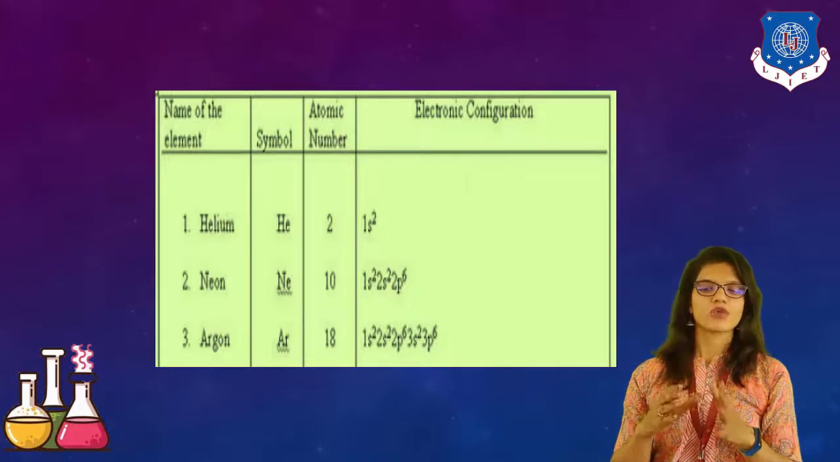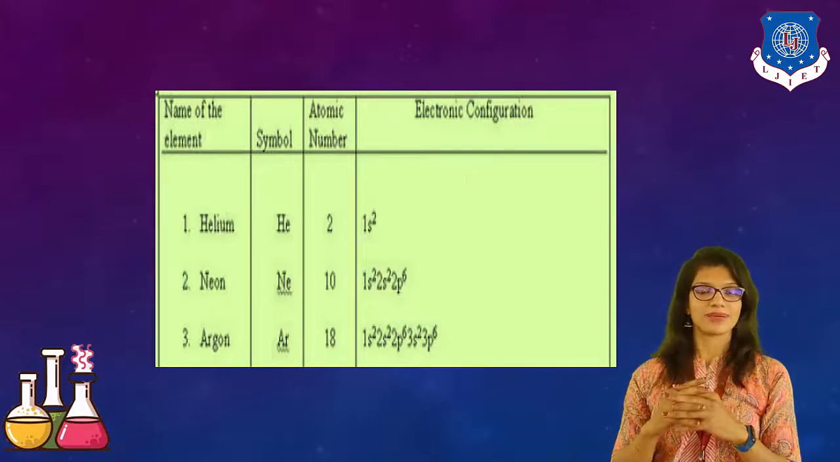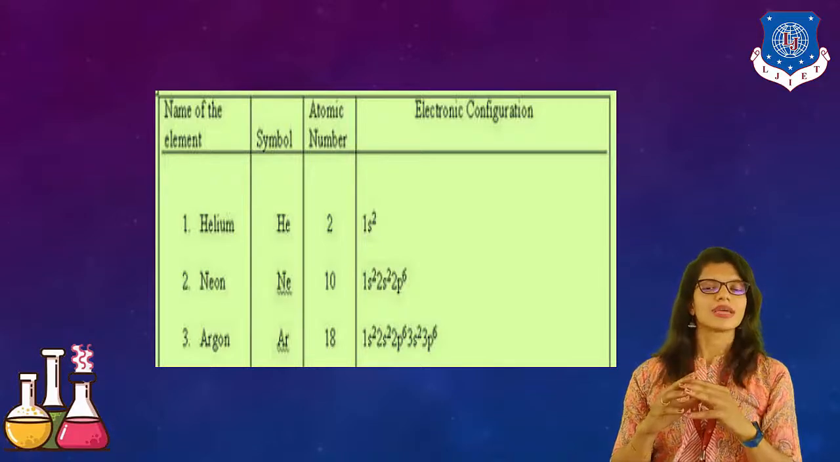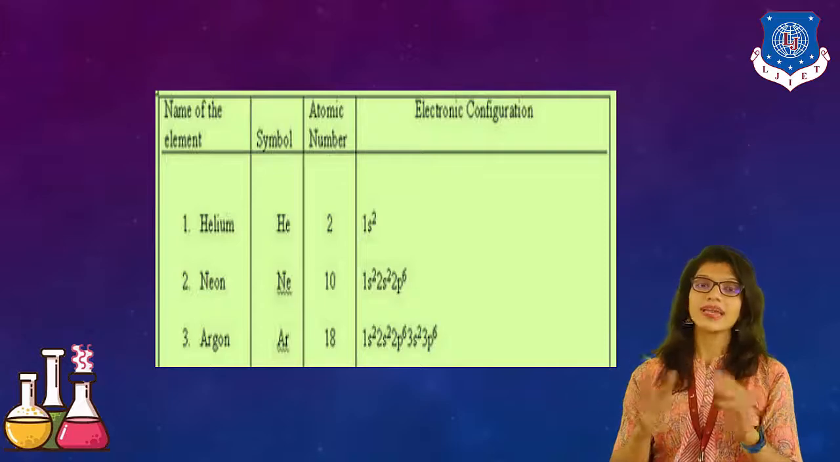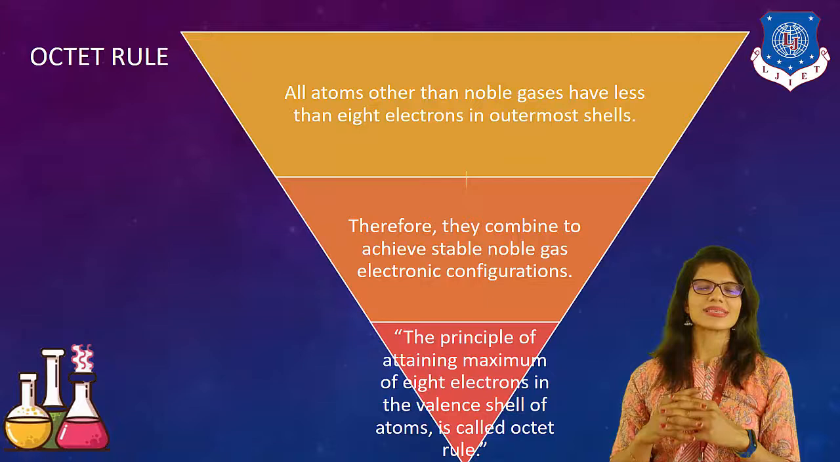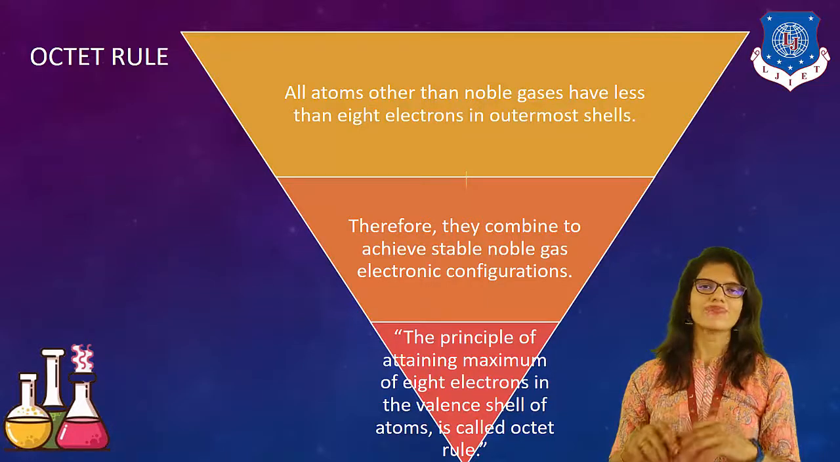Similar way, if you can observe it here, we have neon, right? It's 1s2, 2s2, 2p6. Again, the last orbital is 2p orbital and it is full to its maximum capacity. Likewise, we have here argon. As you can see, the last one is 3p6. Again, it is totally fulfilled. So there is no chance that any other atom can combine with it, right?